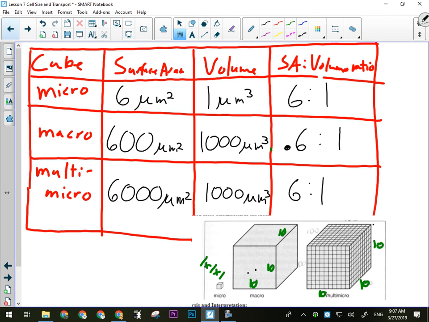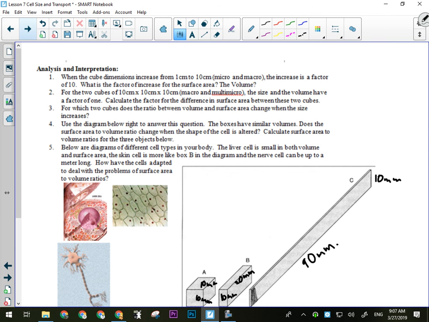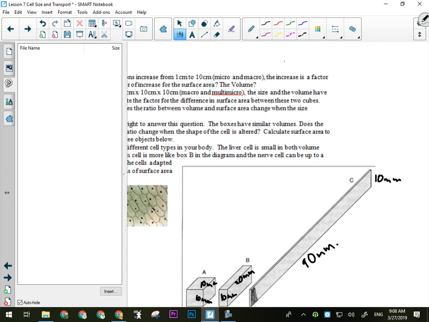We just go back to our chart and go, okay, when I went from micro to macro, the surface area got how many times bigger? When I went from micro to macro, the volume got how many times bigger? That's all we're looking for there. For question number 2, it says the 2 big cubes, so macro and multi-micro, are the same size. They say their size and volume have a factor of 1. That means they're the same size. How many times bigger is the surface area of multi-micro than macro?